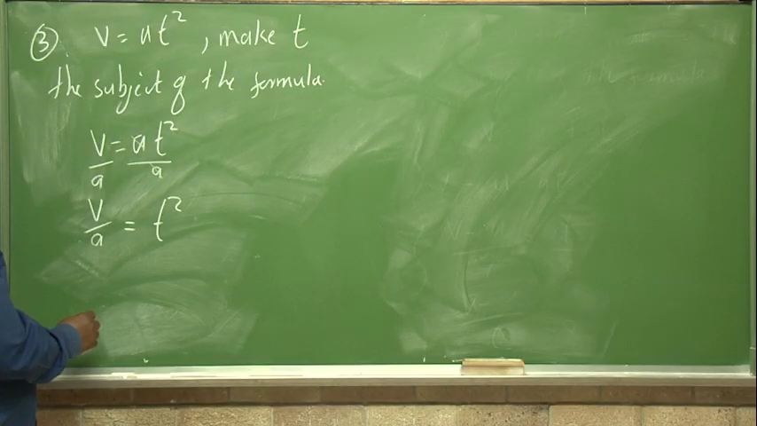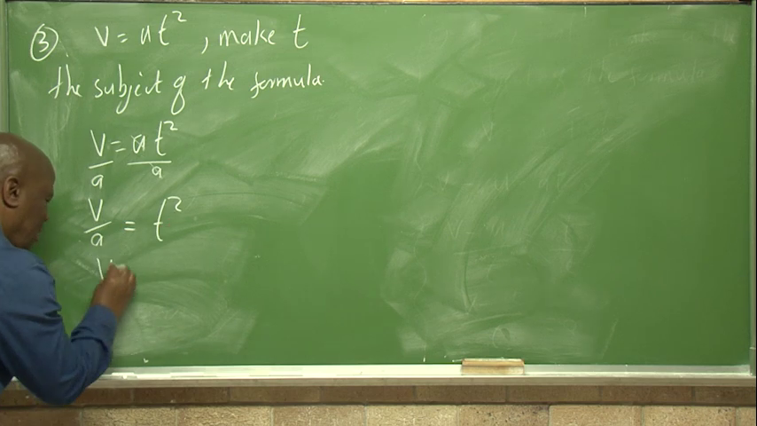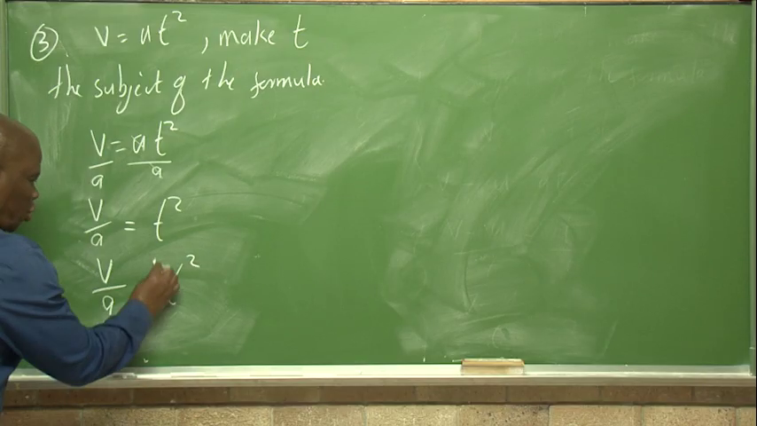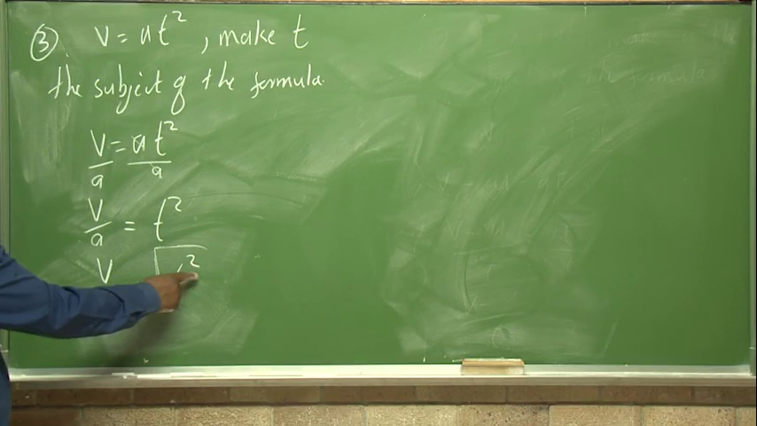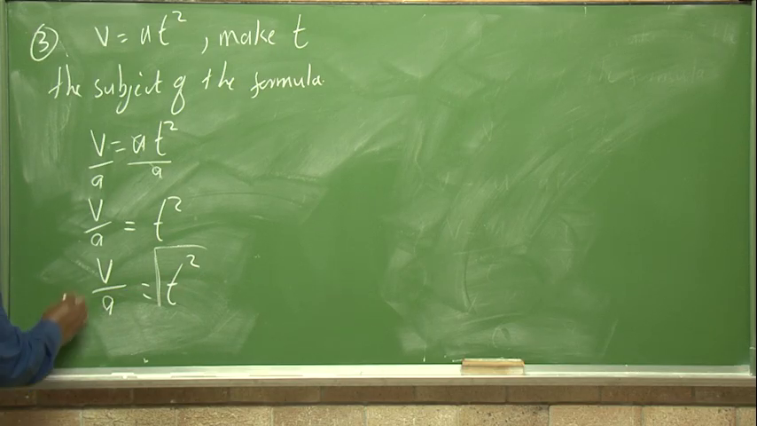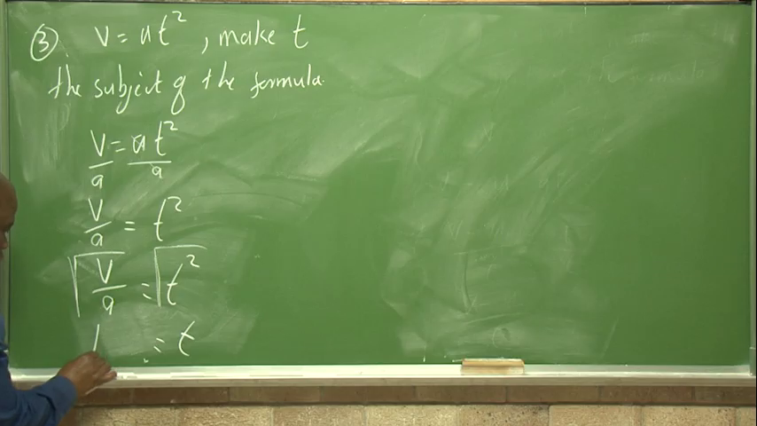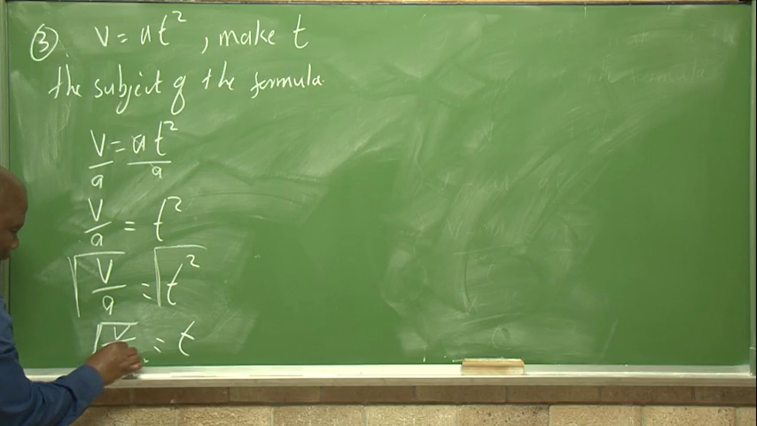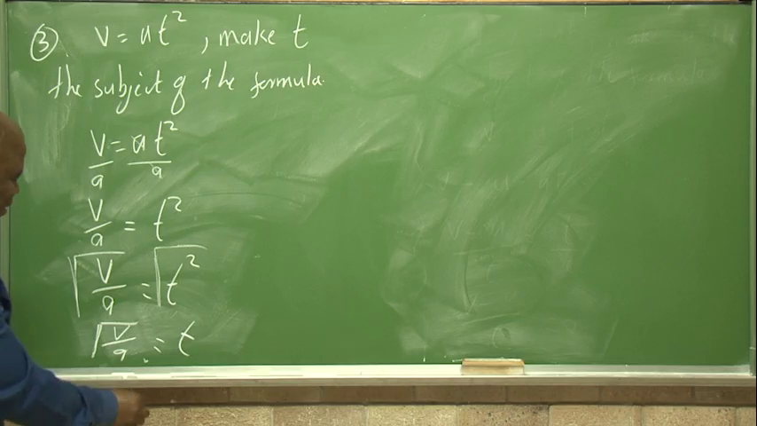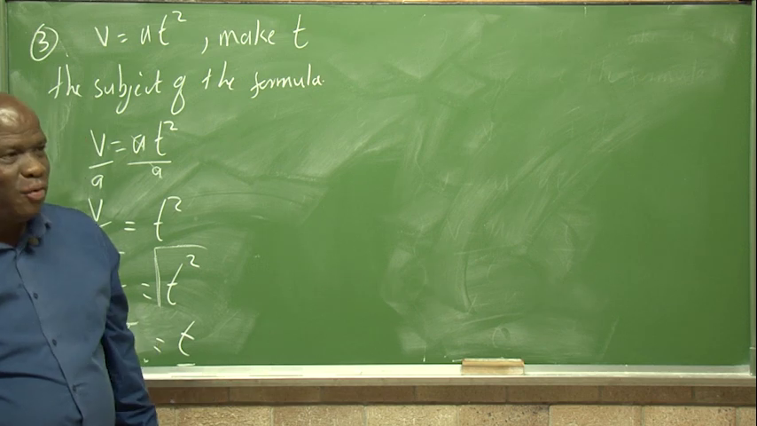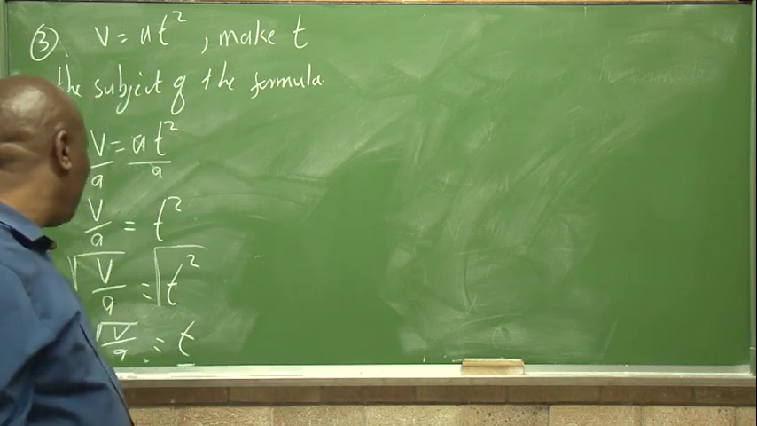Now I need to eliminate this 2 here. I've got v over a equals t squared. You introduce a square root on that side. What you do on the right, you must also do on the left. Even on this side, you introduce a t. Now you solve for t. Therefore, t will be equal to the square root of v over a. Now here is t. We have made t the subject of the formula.